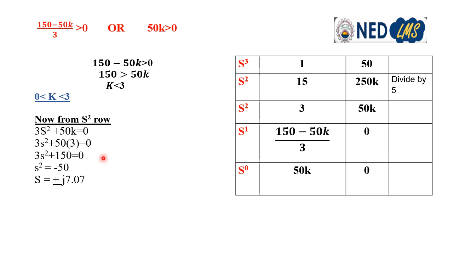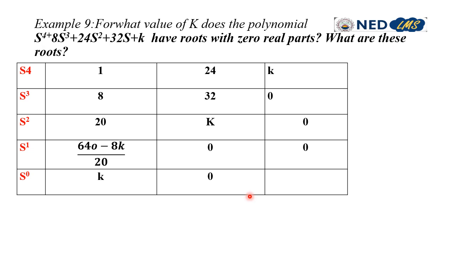So we have used this Routh table here to find the range of k, and we have used it to find the pure imaginary roots. The next example is: for what value of k does the polynomial s raised to the power 4 plus 8s cube plus 24s square plus 32s plus k have roots with 0 real parts, and what are these roots? Roots with 0 real parts are actually again the imaginary roots. So we complete the Routh table in the usual manner.